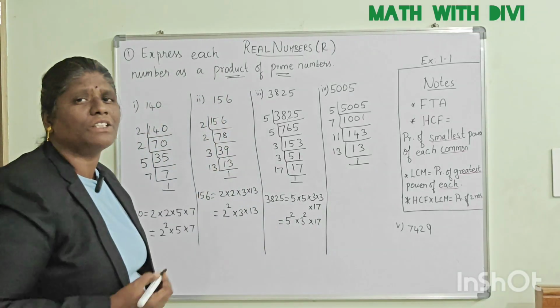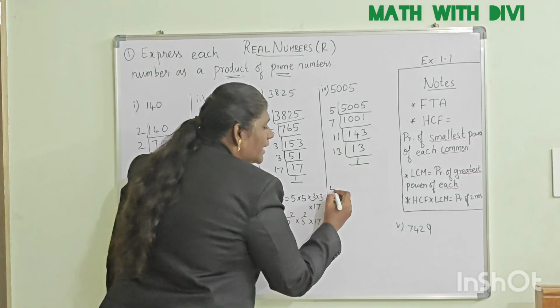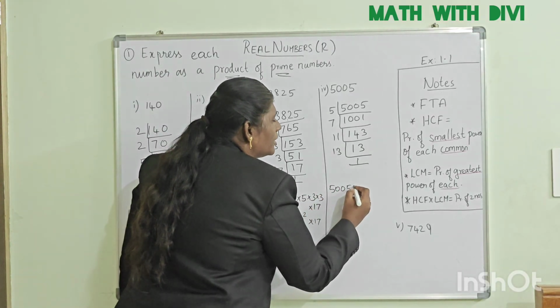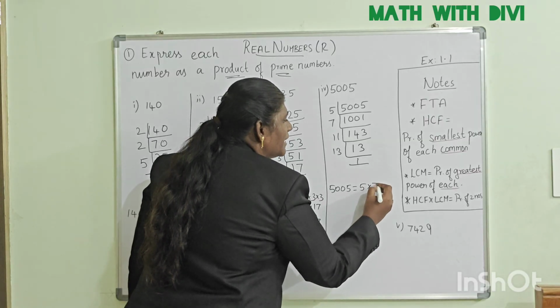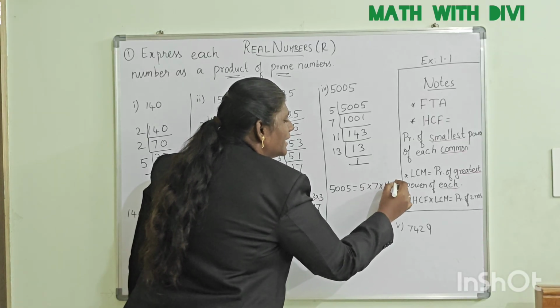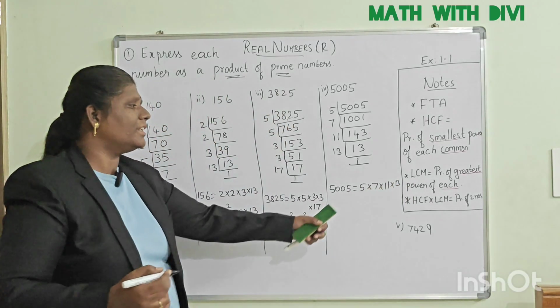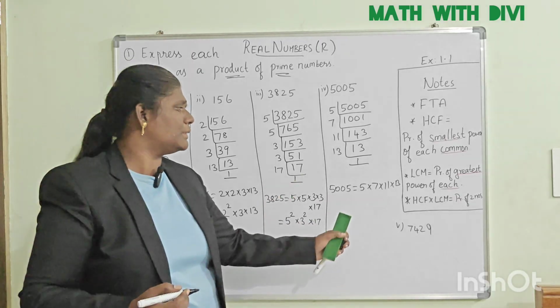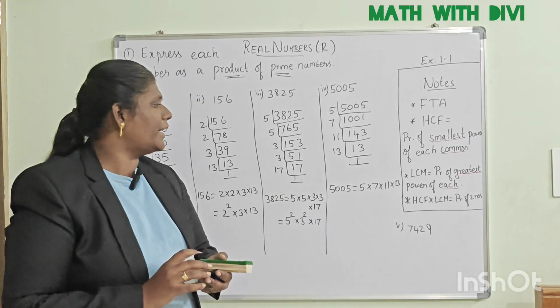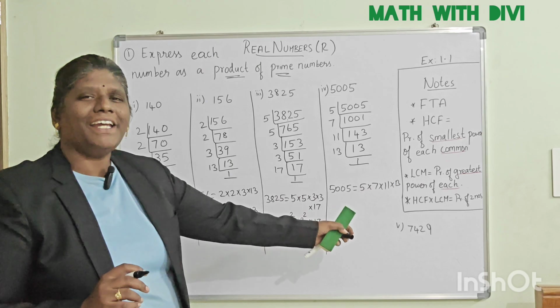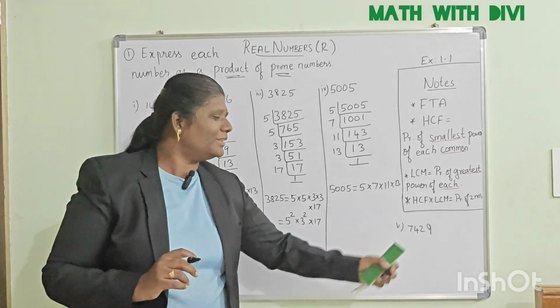How can we express 5005? Yes, very good. 5 into 7 into 11 into 13. So no repetition in the primes, so we cannot write in exponents. So 5005 can be expressed as 5 into 7 into 11 into 13.